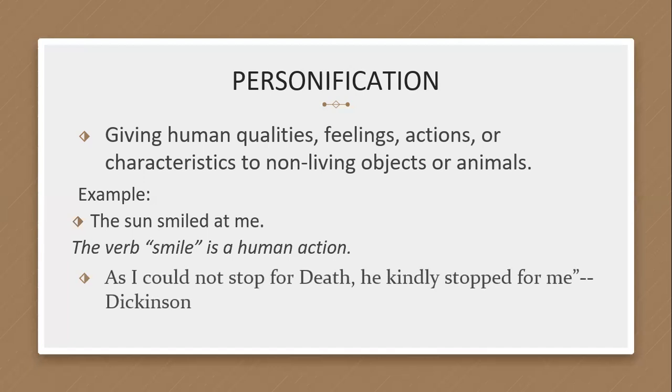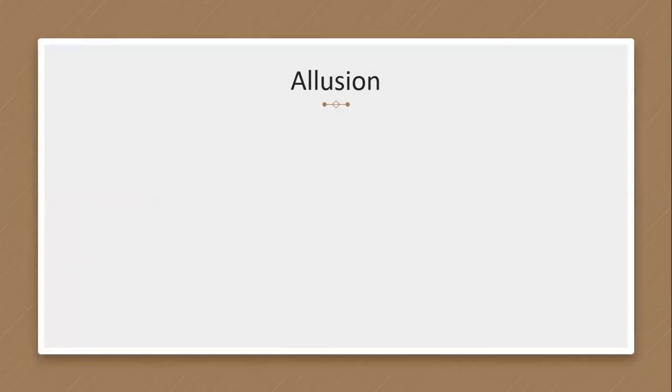Or, for example, here, a poem by Emily Dickinson: "As I could not stop for death, he kindly stopped for me." So here we are personifying death. Okay. Next we have allusion.